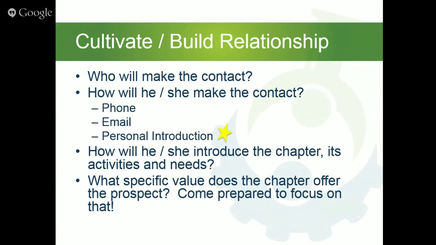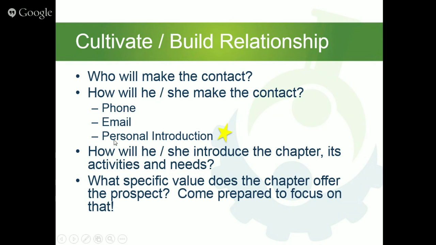So in this stage, you need to ask yourself, who is going to make the contact? You know, is it your chapter president? Is it somebody that you've appointed to be kind of a fundraising developmental role within the chapter? But who is going to make the contact? And then how is he or she going to make the contact? Are you going to pick up the phone and make a phone call or send an email?